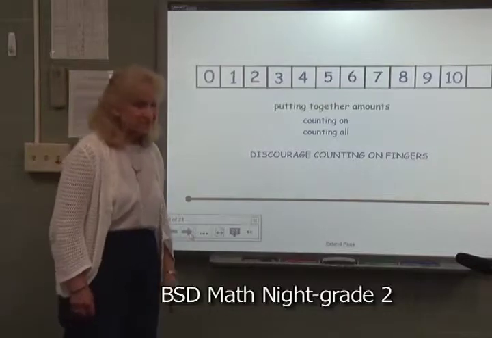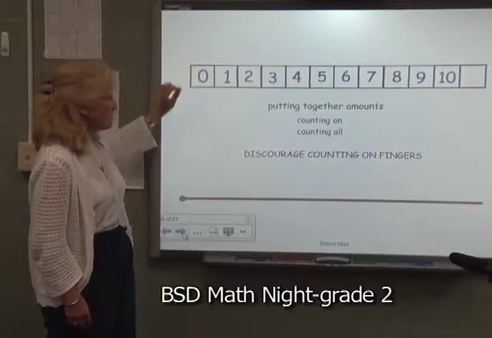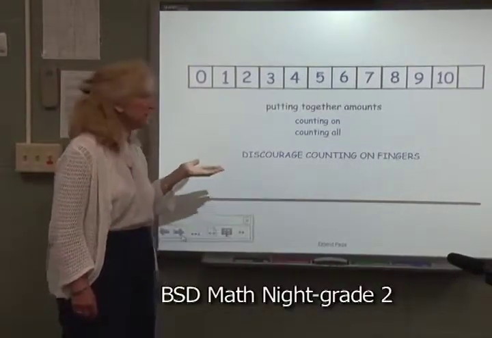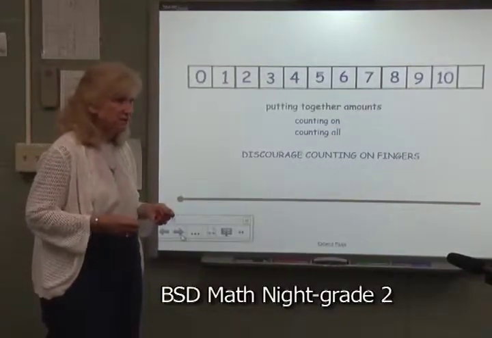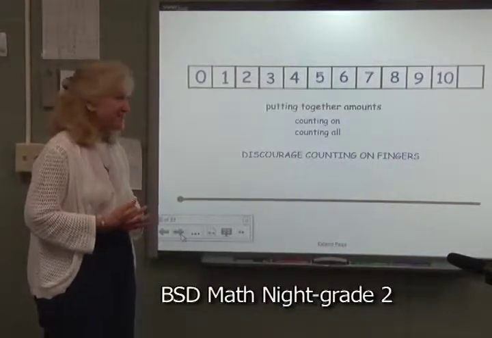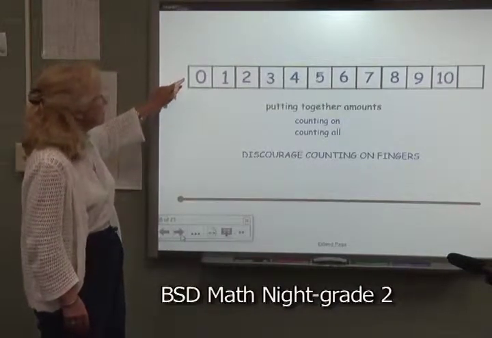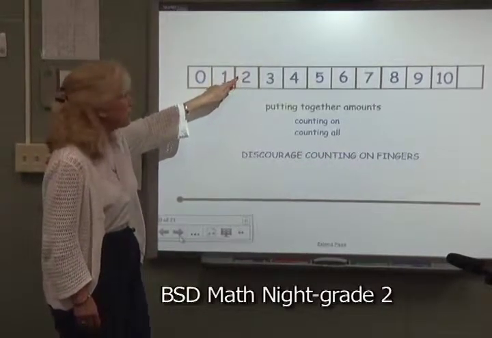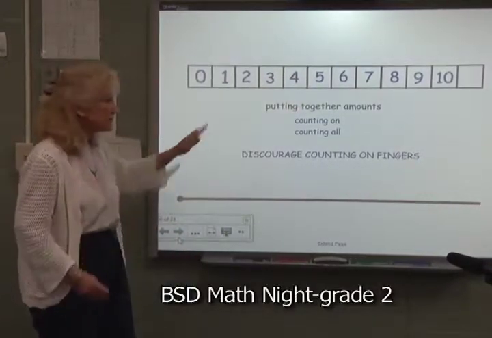Another strategy for kindergarten is a number path. This is a number path. We have a number line. The number paths, putting number amounts together, counting on and counting all. We want to discourage the finger counting. We don't want this in higher elementary. We don't encourage that. On a number path, we can think of, well, if I have 2 and I move 3 more, 2, 3, students are counting. They're not on their fingers, they're here.